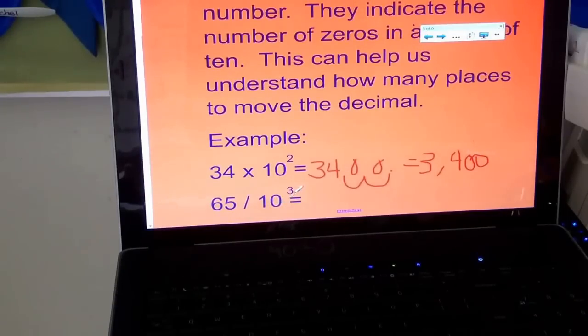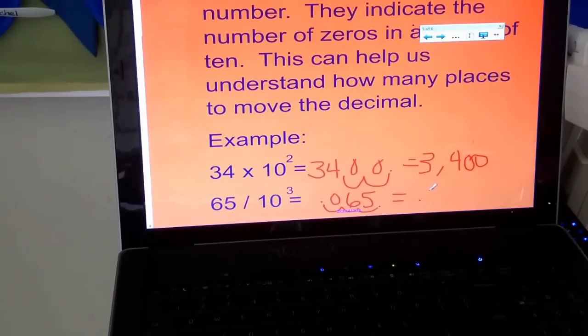For this one, once again, I already know the exponent is 3, which would be equivalent to 1,000. There's 3 zeros in 1,000. This is already telling me I have to move it 3 spaces. Because I'm dividing, though, I want to be careful that I move my decimal forward, because again, I want to make the number smaller. So my decimal starts there, and I'm going to move it forward 3 spaces. 1, 2, 3. Have a 0 for the empty space, and I end up with an answer of 65 thousandths.